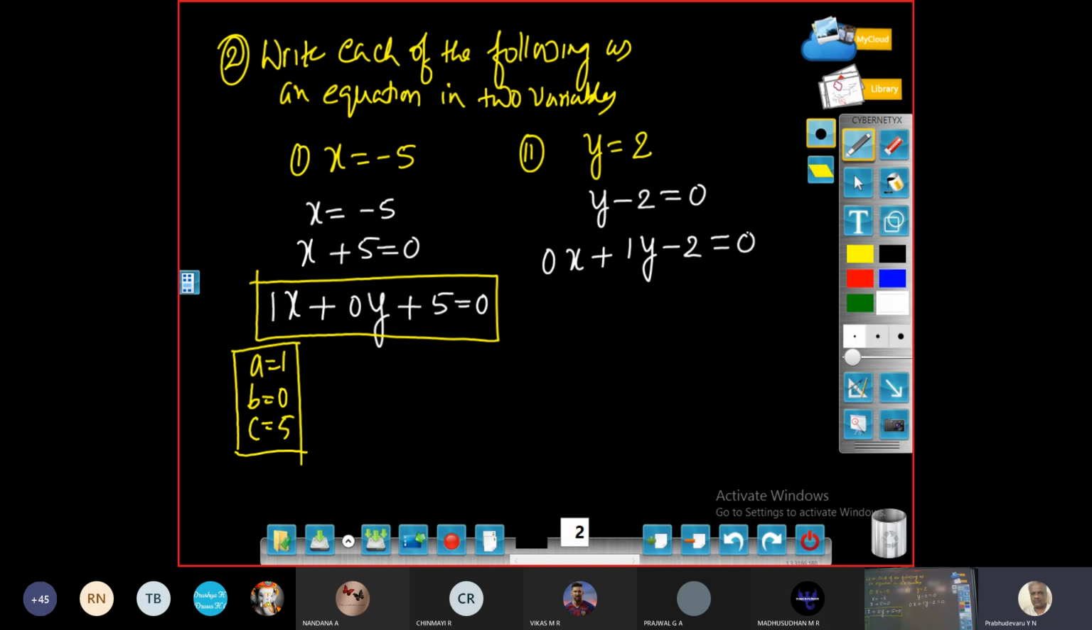So this is an equation in two variables now. We have variables x, y and constant minus 2 also. x is not there in the given equation, because we have taken the coefficient of x as 0. So this is an equation in two variables. Now do the third one now. 2x is equal to 3.